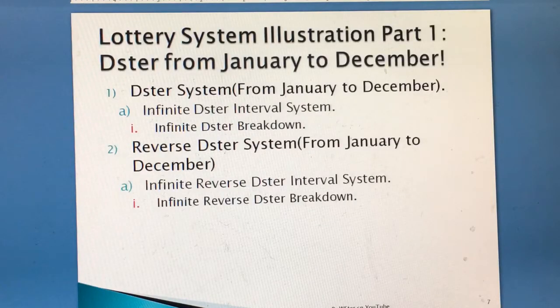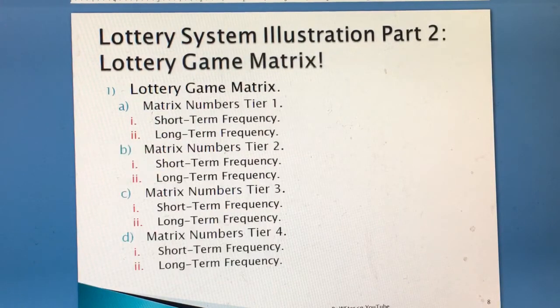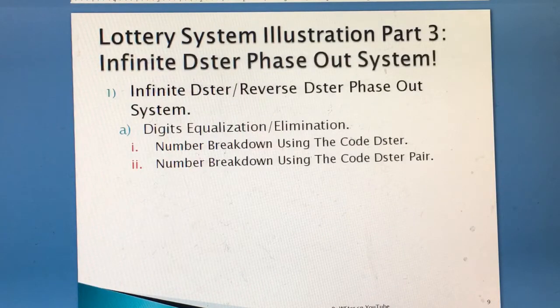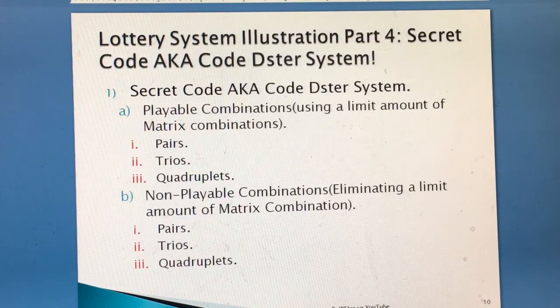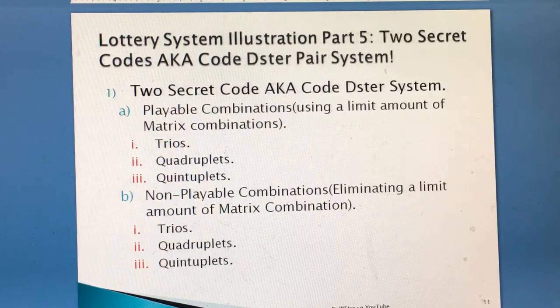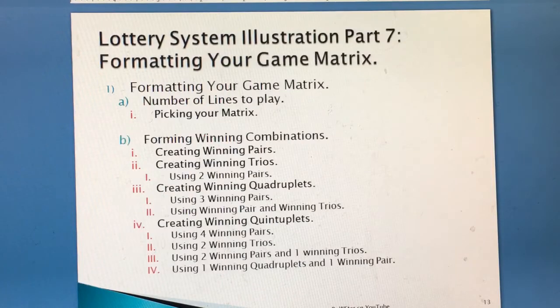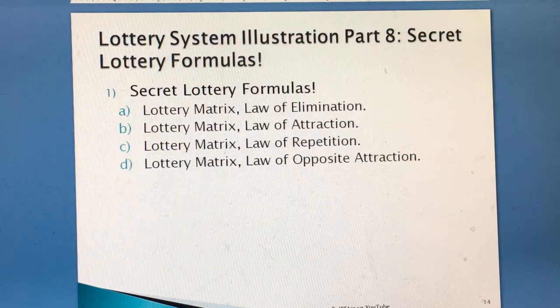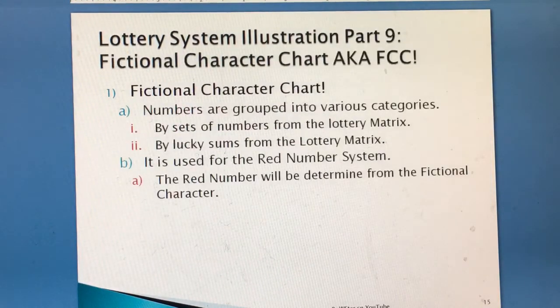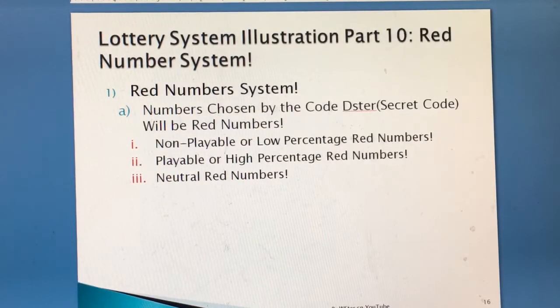So here's a revision of my ultimate system. Illustration part 1, Dster system. Part 2, Lottery Matrix. Part 3, Invincible face out. Part 4, Dster system. Part 5, Dster pair system. Part 6, Invincible quadrant system. Part 7, formatting your game matrix. Part 8, Lottery secret formula. Part 9, fictional character chart. Part 10 is the red number system.